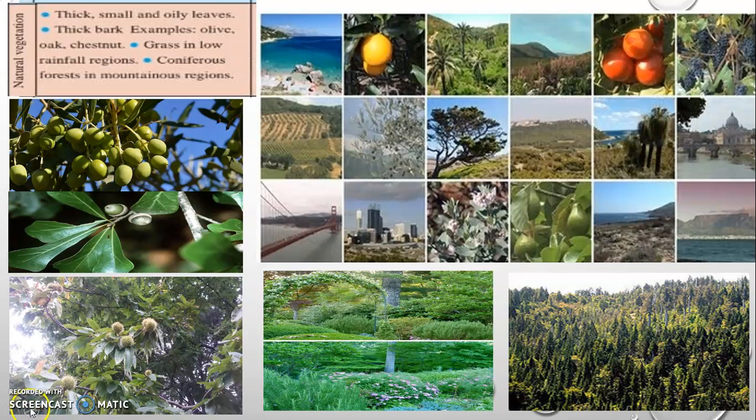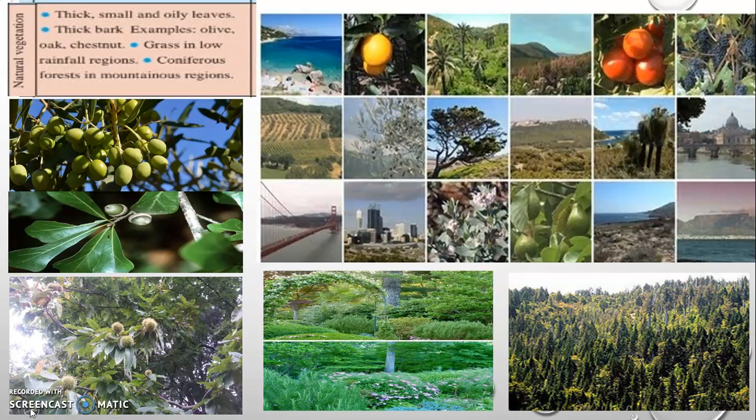So let us continue with our topic. We started with our Mediterranean region. We were studying about the natural vegetation of the Mediterranean region type. So the trees which are grown in Mediterranean region types are olive, oak, chestnut. The leaves of these trees are oily, thick with thick bark.